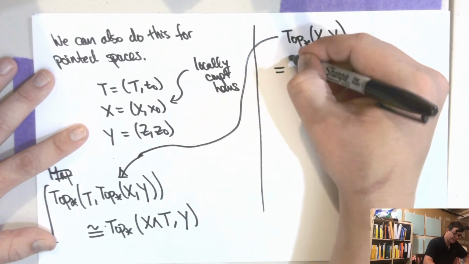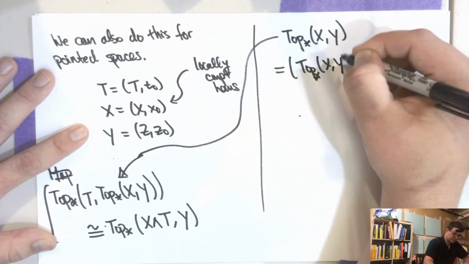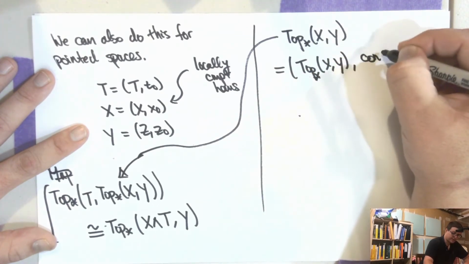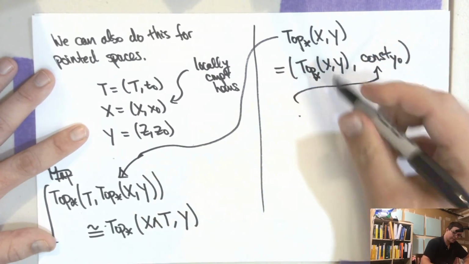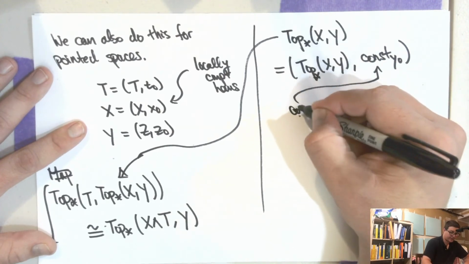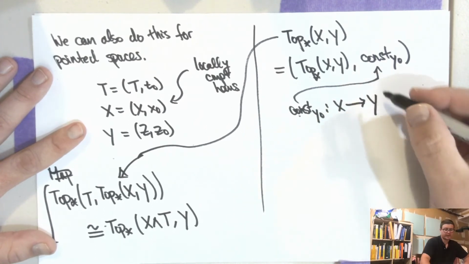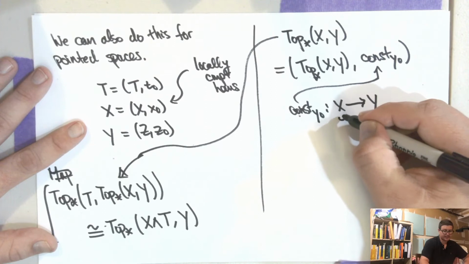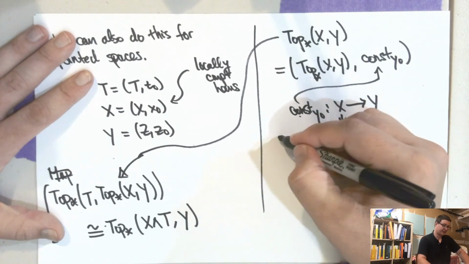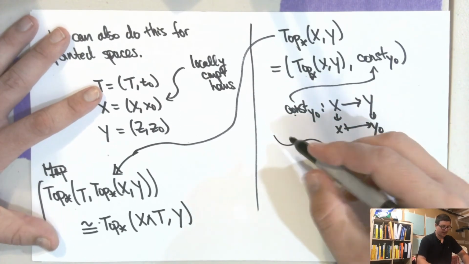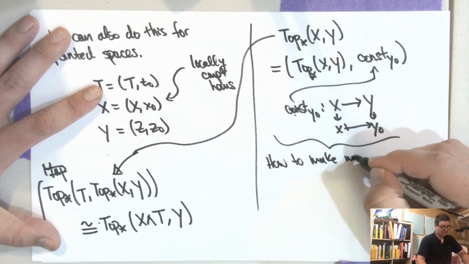Y. Okay, so this is really maps here. And then we have the constant function here. So this is the constant function. So we need to pick out a point here. And so this function here, this is a function from X to Y of pointed topological spaces. And what it does is it sends every x to just y naught. Right. So this is how to make mapping spaces.